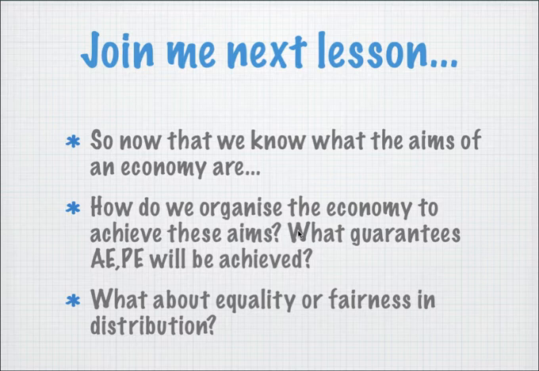So I hope that you will join me in the next lesson, because right now you have found out what the aims of the economy are. How do we actually move on from here? How do we actually organize the economy to achieve these aims? What guarantees that AE and PE will be achieved? And what about equality, or what about fairness? How do we actually determine who gets these goods that we produce? How do we distribute these goods? How do we make sure that this distribution is fair or equal? Are these important questions in economics? Do we actually ask these questions, or do we just ignore them? All these are questions that I'm sure you guys are burning to find out.